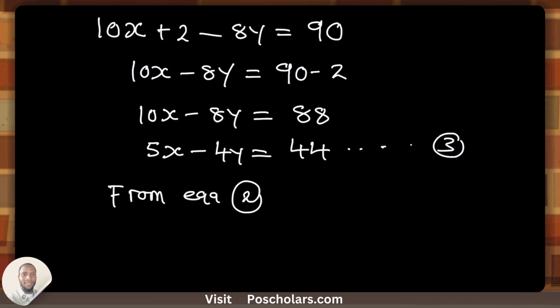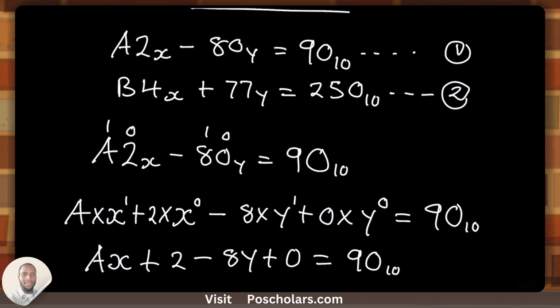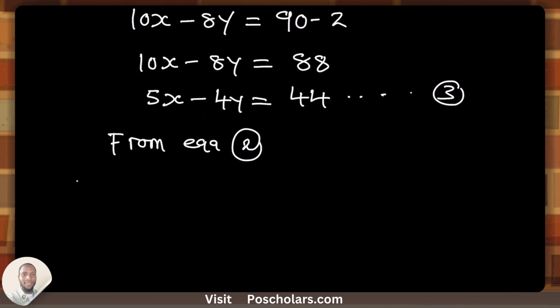Next, I'll write down the equation. What does equation 2 say? I want to write it again. It says B4 base x plus 77 base y equal to 250 base 10. What do I do next? This term is in base x, this term is in base y, and this term is in base 10. So I want to convert this term to base 10 and also this term to base 10. Let's do it gradually.